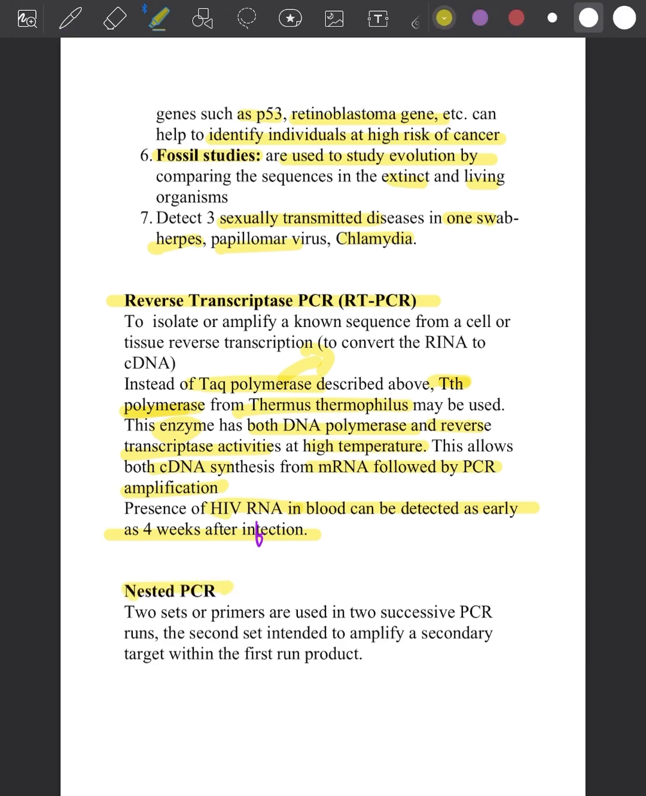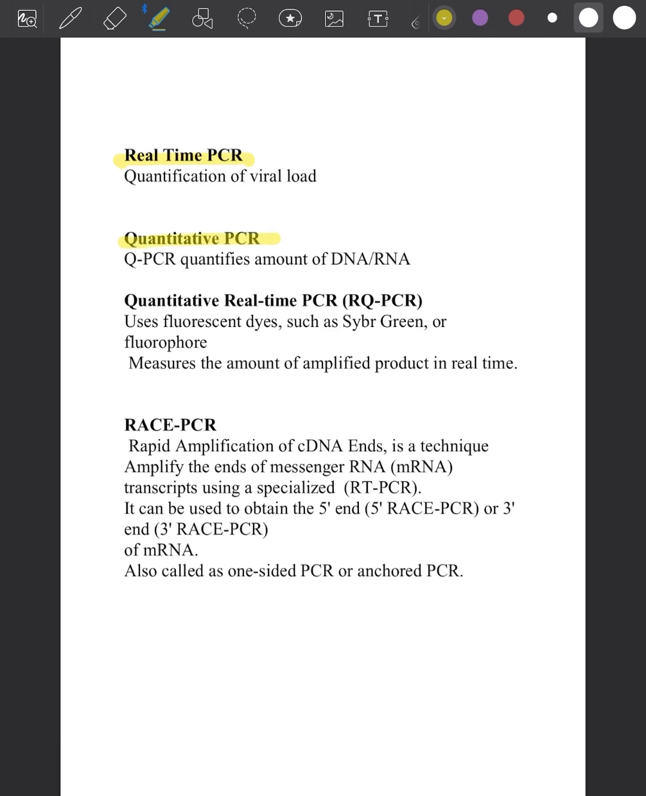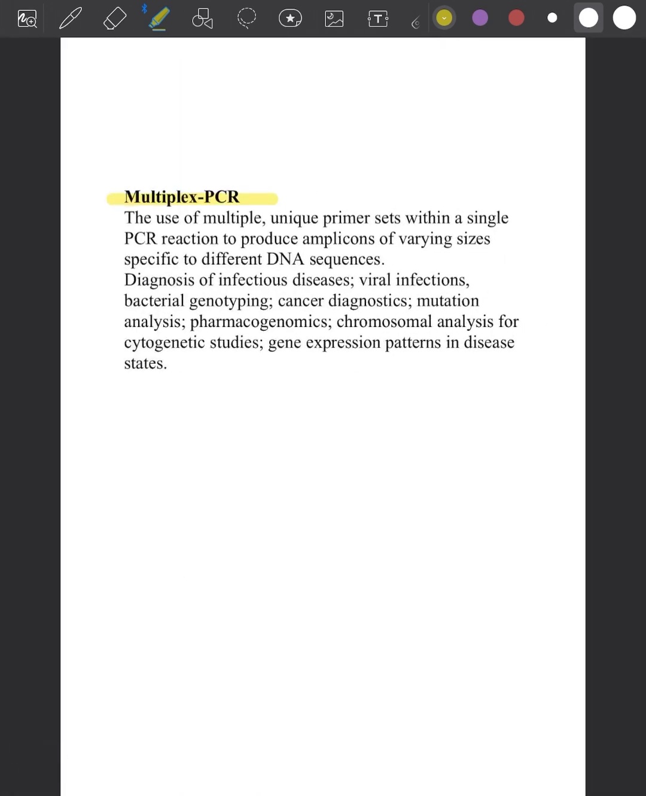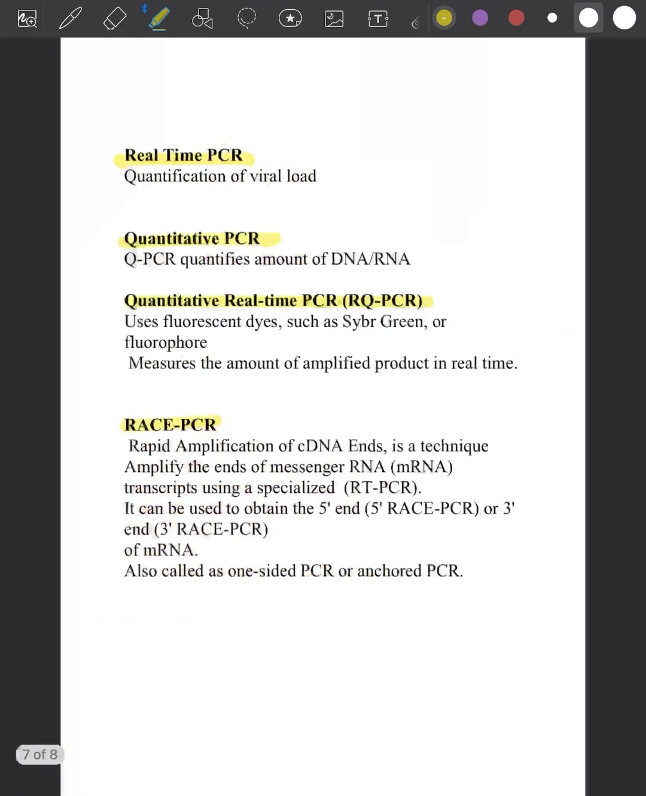Next is nested PCR. After this, we have nested PCR, real-time PCR, quantitative PCR, quantitative real-time PCR, RACE PCR and multiplex PCR. For these types of PCR, mainly just one point can be mentioned, or at least the names can be mentioned in the exam. In nested PCR, 2 sets of primers are used in 2 successive PCR runs. The second set is intended to amplify a second target within the first run product. Real-time PCR is used in the quantification of viral load. Quantitative PCR quantifies the DNA or the RNA.